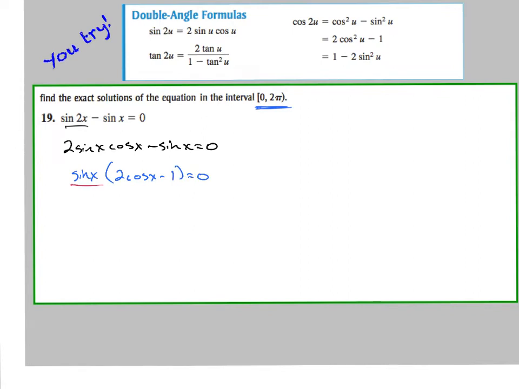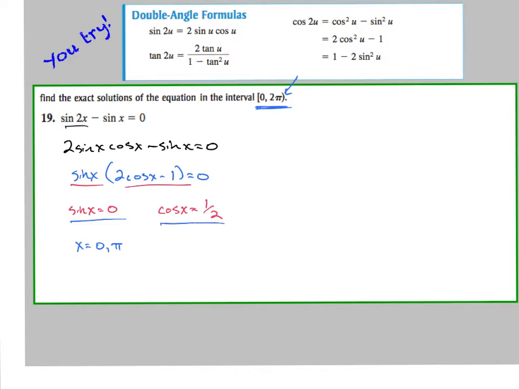So then we're going to use the zero product property. So I get sine x is equal to 0, and then I get cosine x is equal to 1/2. And so when does sine equal 0? At 0 and pi. Now, can I actually include 2 pi on this one? No, I cannot include 2 pi because it's not on my interval. It has a parenthesis, which means it does not actually include 2 pi.